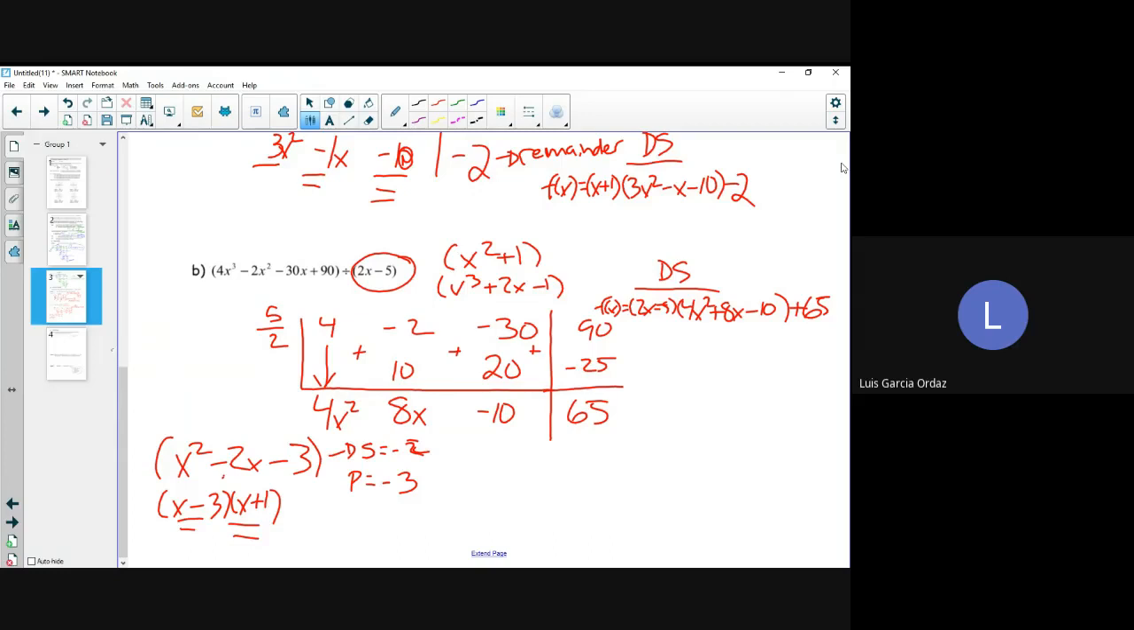So it's going to be 3 and negative 1. How do you do that? You just pick one. Because they're both factors, which means the graph at those points is going to be 0 anyway.